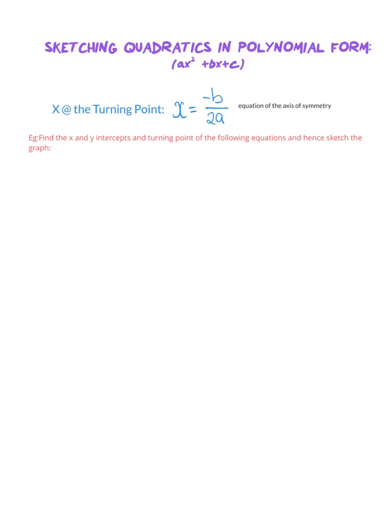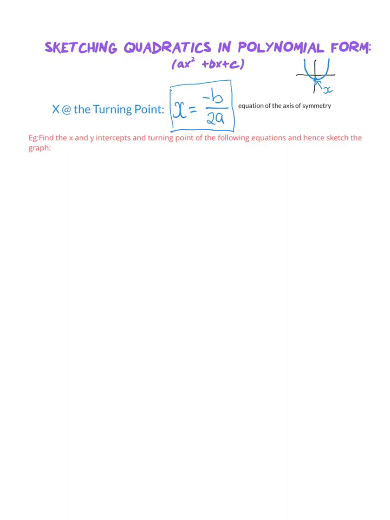Okay, today we're doing sketching quadratics in polynomial form. Polynomial form is when we have the ax squared plus bx plus c format, so it'll be written like that. And we need to remember back that we can find x at the turning point. So the turning point, I mean when we have our graph and we have the quadratic parabola, the turning point, we can find the x value there using this formula for x.